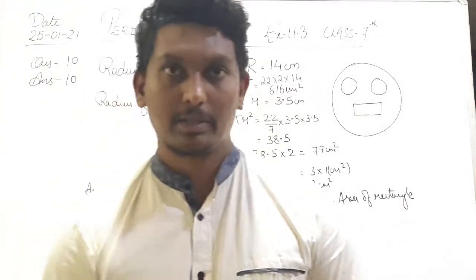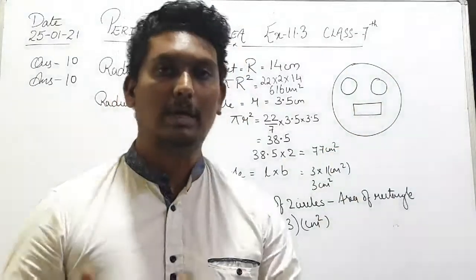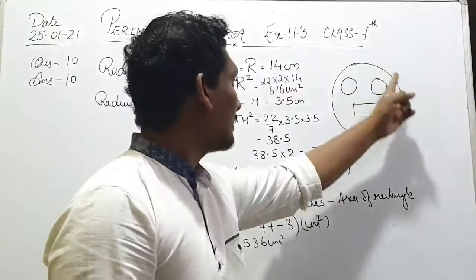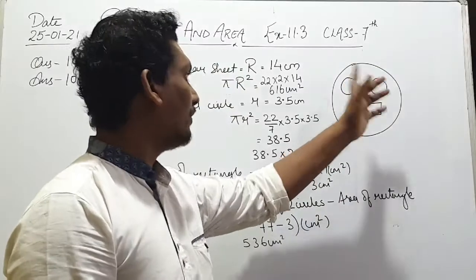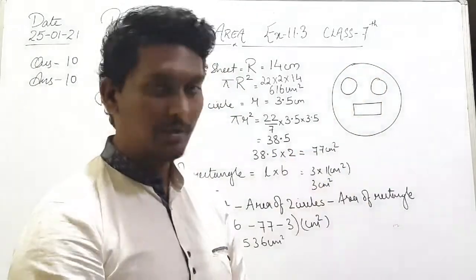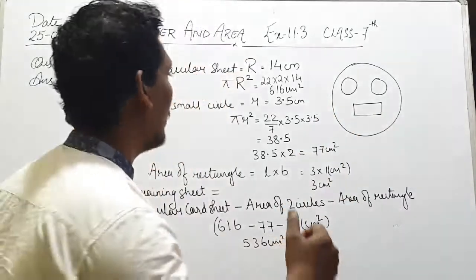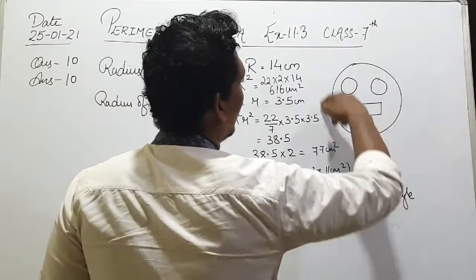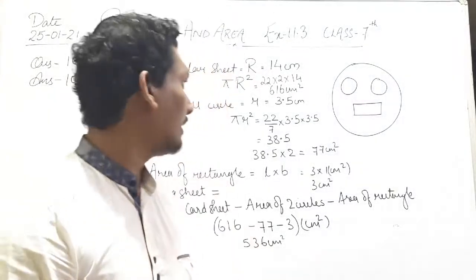Okay, now come to question number 10. This question is also homework for you, so don't panic. So just understand the figure here. First, one big circle is given here. Then out of it, these two small circles are taken out, and this one rectangle is also taken out. So one big circle is given to you here.